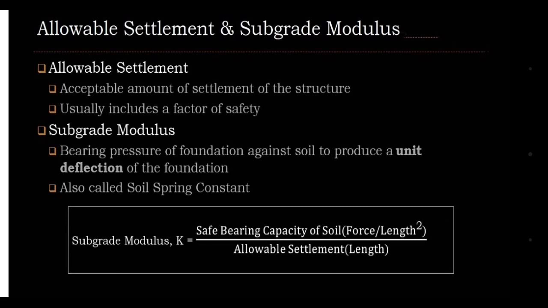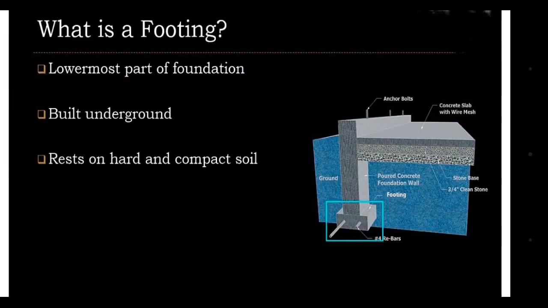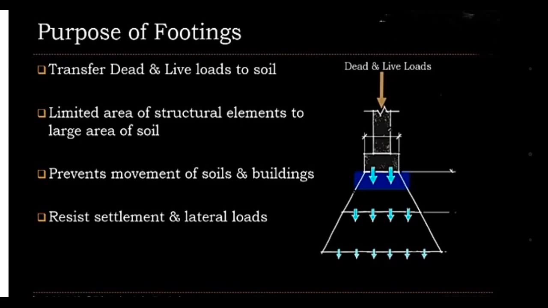The stages in foundation construction: first we survey and stake out footprints, then excavate the surface where we have to construct the footing, and then construct the footing. After that, foundation drainage system, then construct the wall, enclosed bolt and beam pockets, waterproofing, slabs and backfill. Now the next question arises: what is footing? The lowermost part of the foundation is known as footing. It is built underground and rests on hard and compact soil. Purpose of footing: it transfers dead load and live load to soil, limits the area of structural element to a large area of soil, prevents movement of soil and buildings, and resists settlement and lateral loads.